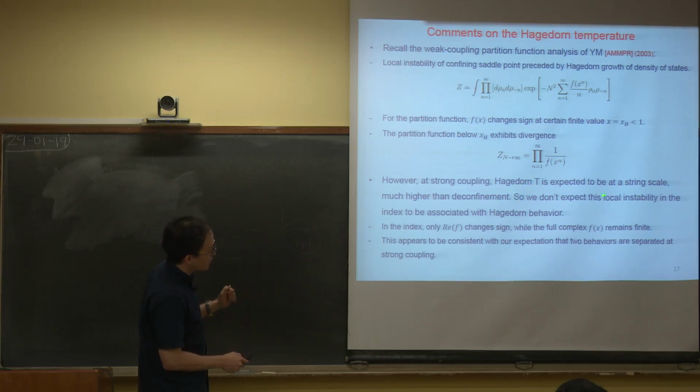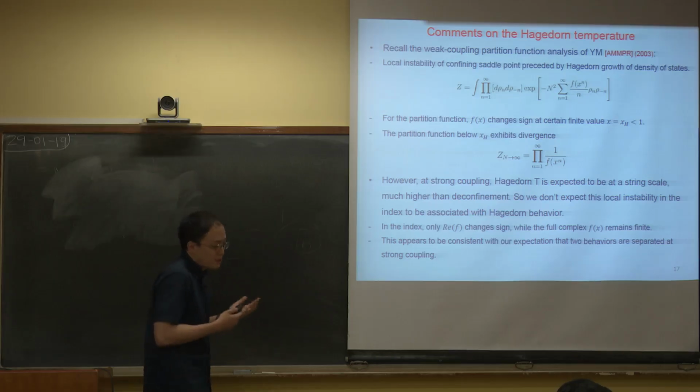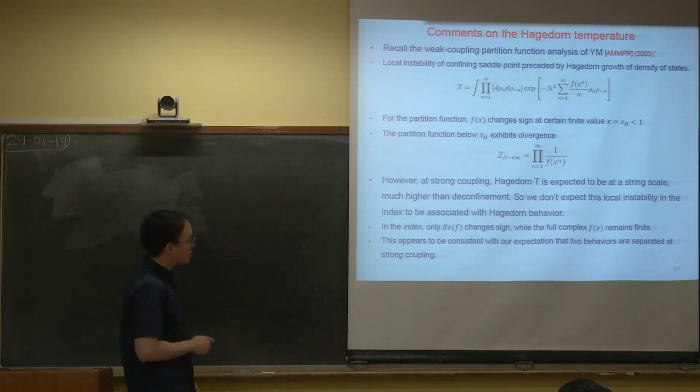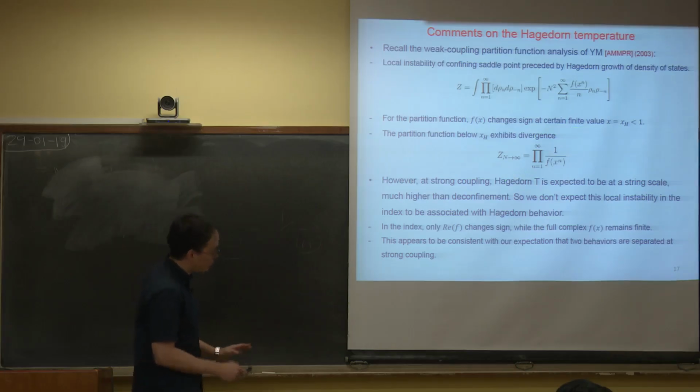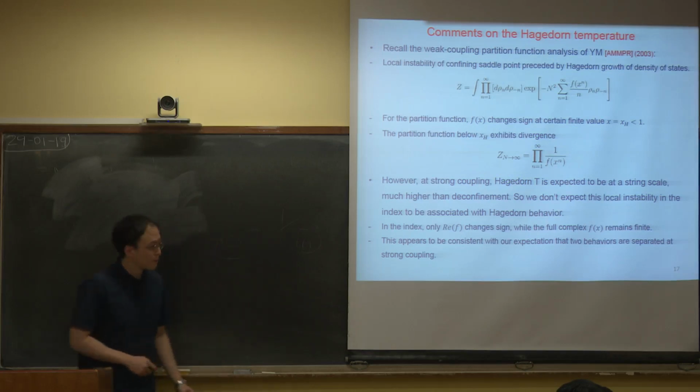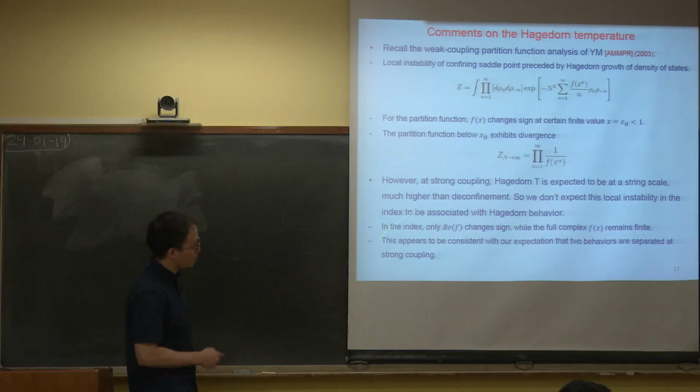So we don't expect such behavior, for instance, in the index, because the index is independent of the coupling. It should respect all the strong coupling expectations. Interestingly, the result we found is consistent with that, because we only investigated the sign change of the real part, while the imaginary part of x remains finite. So we have found an instability without causing the confining phase partition function to diverge. So it is not related to the Hagedorn temperature, as expected. That's one small comment that has to do with the instability analysis of the index.